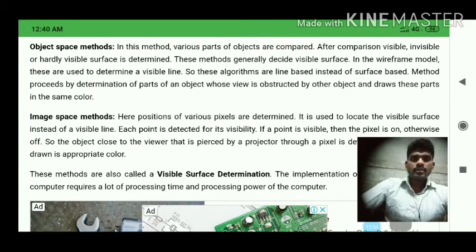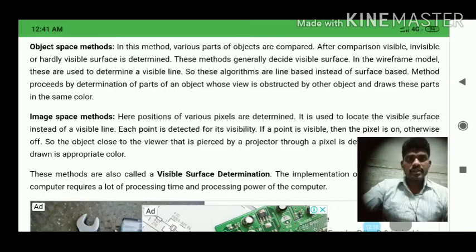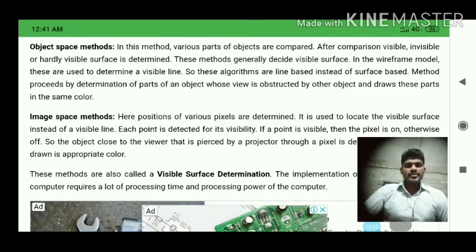Look here. In this method, various parts of objects are compared. After comparison, visible, invisible, or hardly visible surfaces are determined. This method generally decides the visible surface. In the wireframe model, these are used to determine a visible line. So this algorithm is line based instead of surface based. The method determines the parts of an object whose view is obstructed by another object and draws these parts in the same color. So what is it telling?